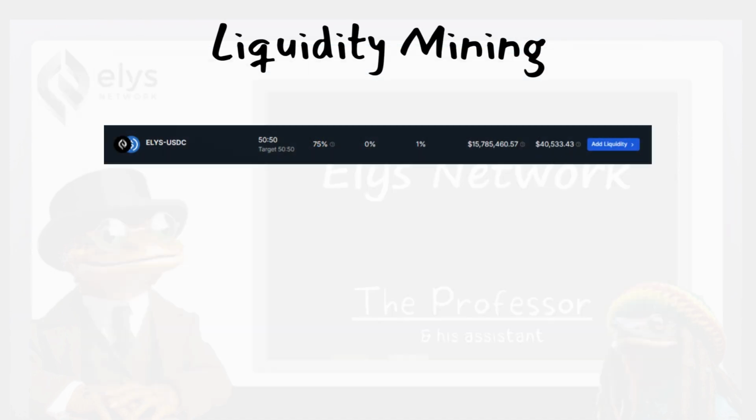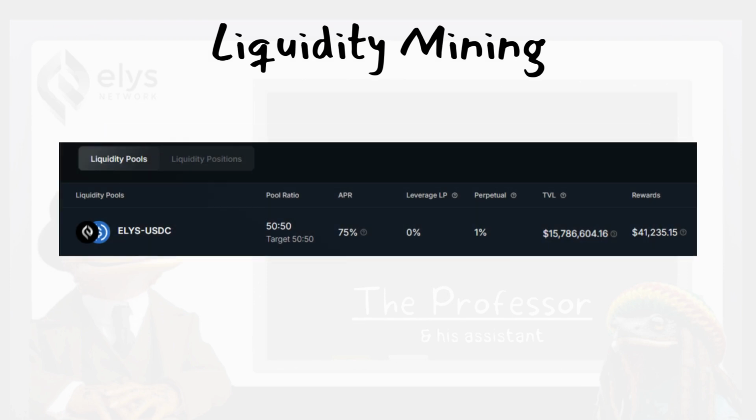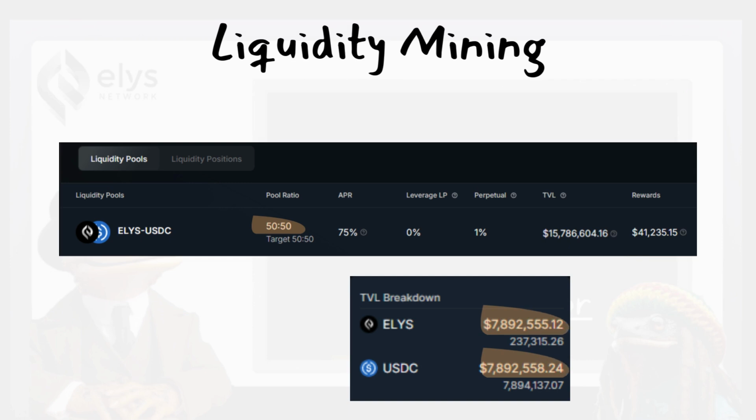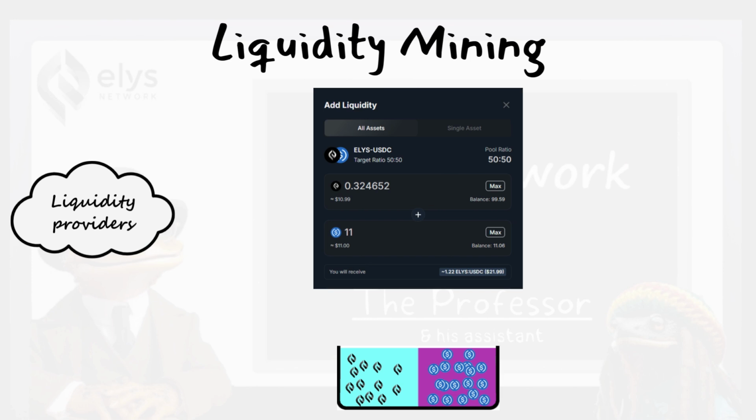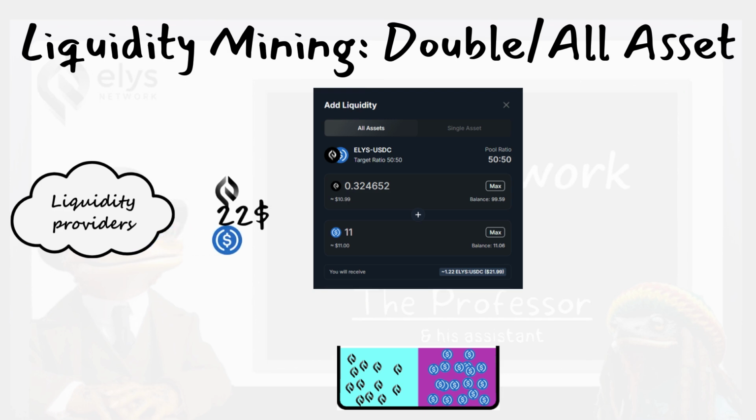Let's take the example of a classic behaving pool, the Elys USDC pool. This pool has a fixed ratio of 50-50, which means there will always be approximately as much value in Elys as in USDC in the pool. Like an automated market maker, AMM, the DEX will regulate the inflows and outflows as well as the distribution of liquidity. When you deposit assets into a fixed pool, you have the choice between depositing double assets. In this case, you will deposit an equal value amount of tokens according to the pool's distribution ratio, here 50-50, thus filling the pool without unbalancing it.